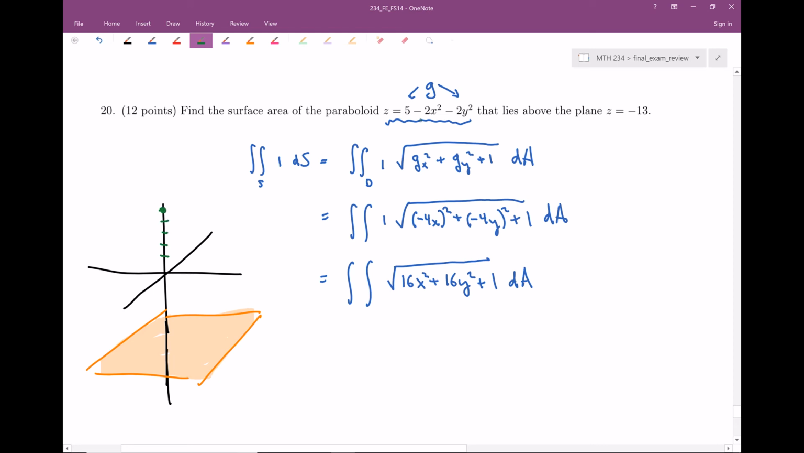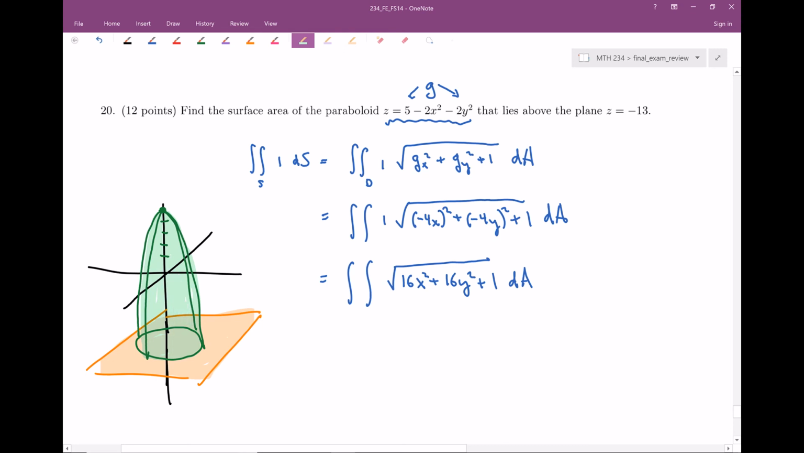And then it's flipped over, right? Because this is negative 2x squared and negative 2y squared. So this is going to go down something like this. Pretty steep, right? Because it's -2x squared and -2y squared. So we're going to have something like this. So our paraboloid is going to be something like this.